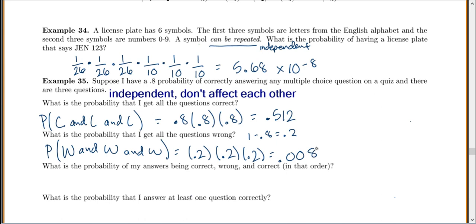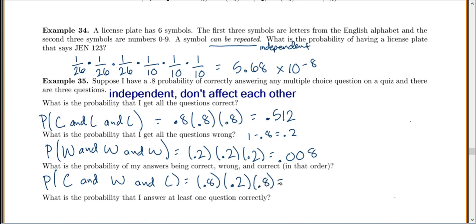And what is the probability of my answers being correct, wrong, and correct in that order? So I am looking specifically for correct, and wrong, and then correct. So correct is 0.8, with an and we multiply. Now wrong is only 0.2 and correct is 0.8. This gives me 0.128.